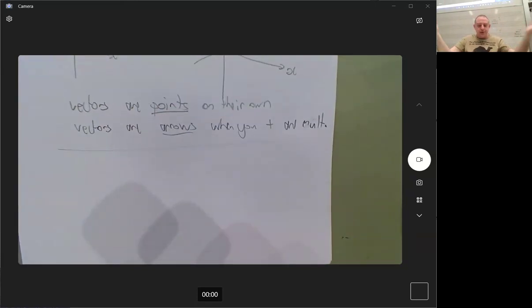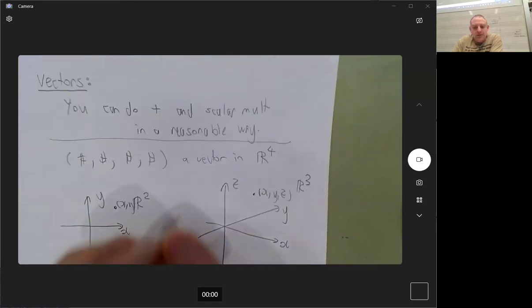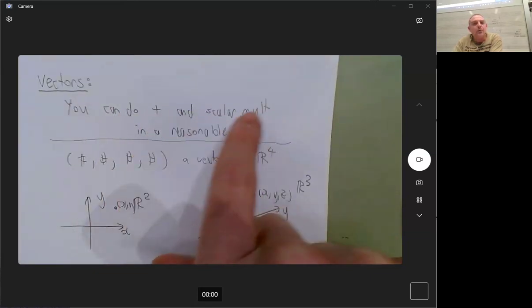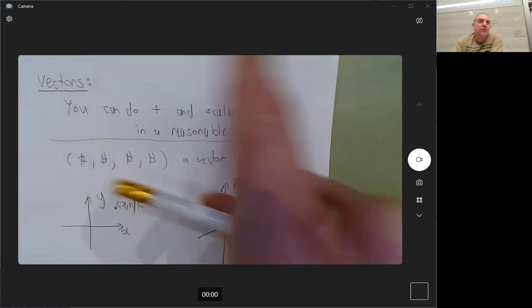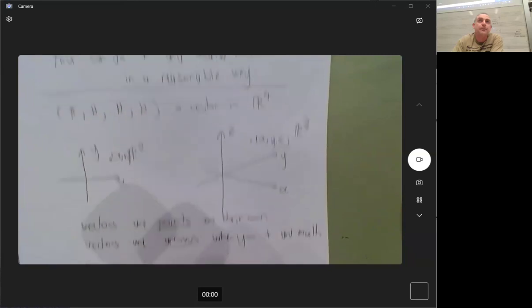Span is both an object and an action in maths. So you know how I said that vectors are things that you can do addition and scalar multiplication to? Well, that's what spanning is, doing addition and scalar multiplication at the same time.